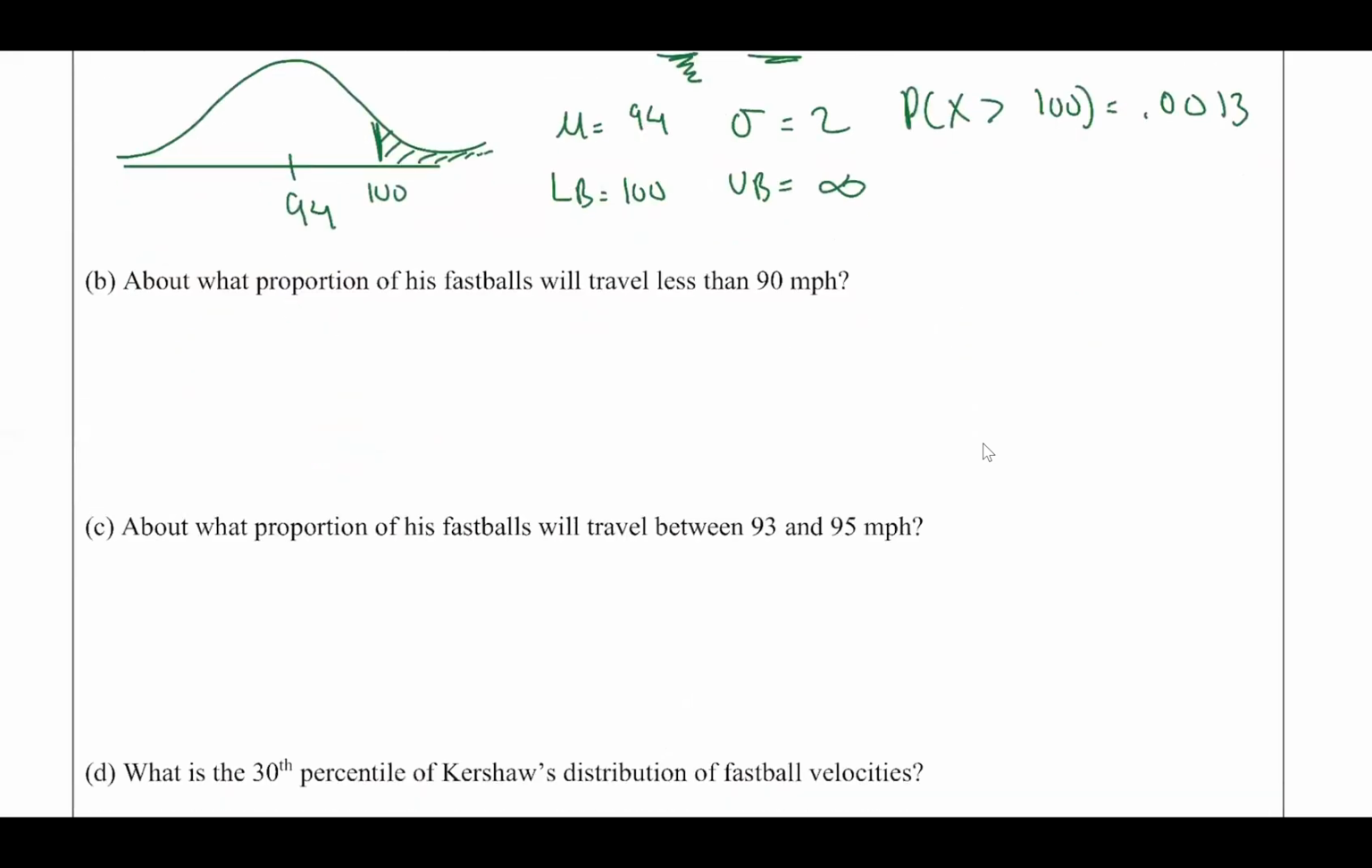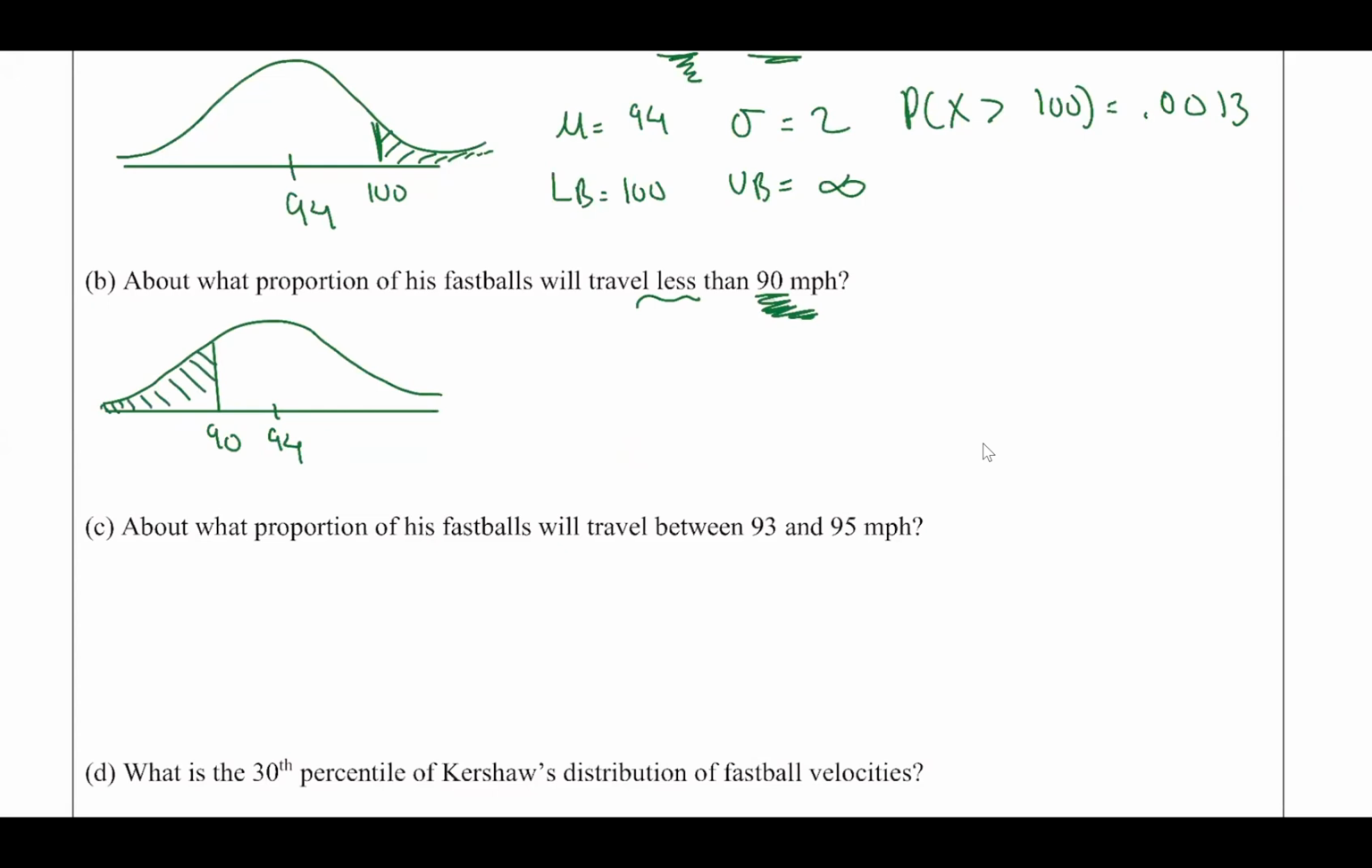All right, so let's do part B. Part B asks about what proportion of his fastballs would travel less than 90 miles per hour. So let's go ahead and draw this out. He's still 94, and since it said 90 miles per hour, 90 should be to the left of 94 because 90 is smaller than 94. Since it says less than, which side of the 90 should I shade? Should I shade to the left of 90 or to the right of 90? The left? There you go, to the left.